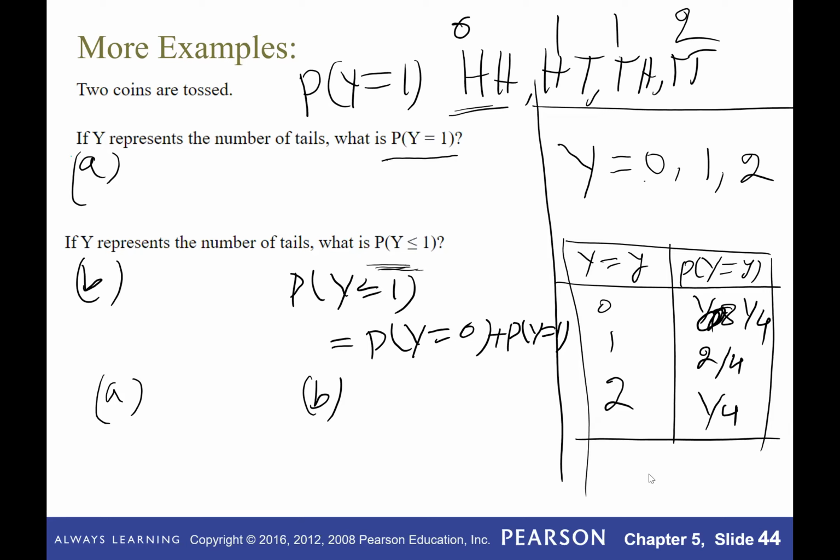Okay, so let me check your answers. 1 over 4 and half. Okay. And I got also a few more answers. 0.25 and 0.5. Okay.